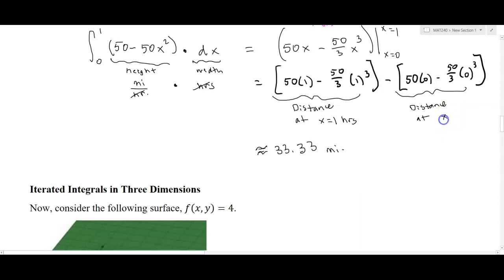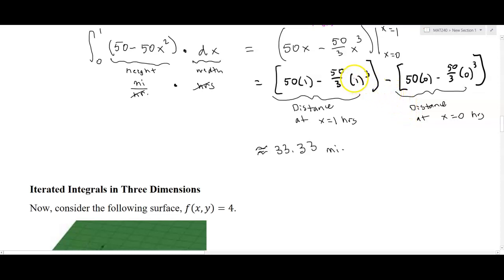And it doesn't always have to be the case that you start at a distance of 0 miles. This could have been 25. But if at time 1 we were at 50 miles, and we started off at 25 miles, then that means we had driven 25 more miles. And so that explains the difference between where we are at time 1 and where we are at time 0.